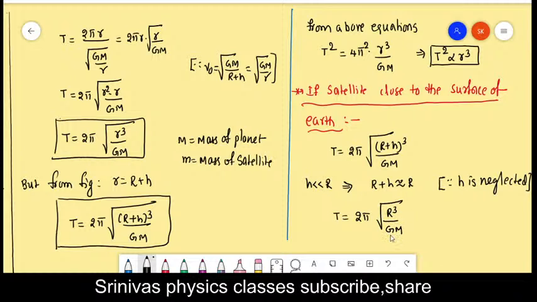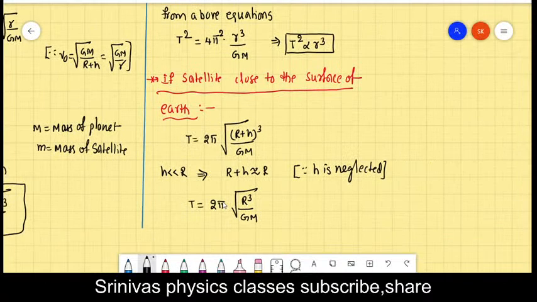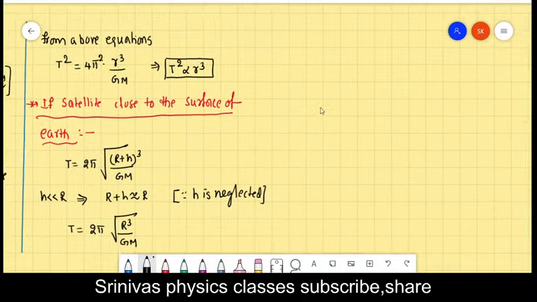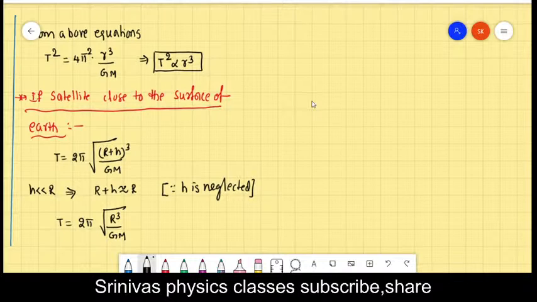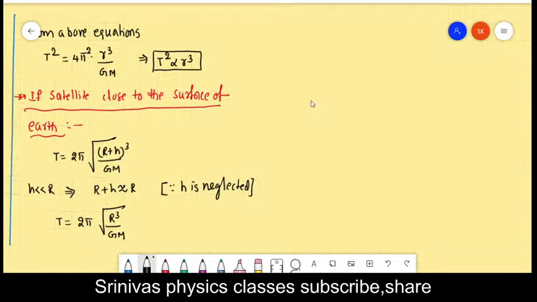But one thing we know: what is the relation between the small g and capital G? Can anyone write in the chat box what is the relation between the small g and capital G? Or what is the formula for the acceleration due to gravity on the surface of Earth? Can anyone write? Yes, students respond.